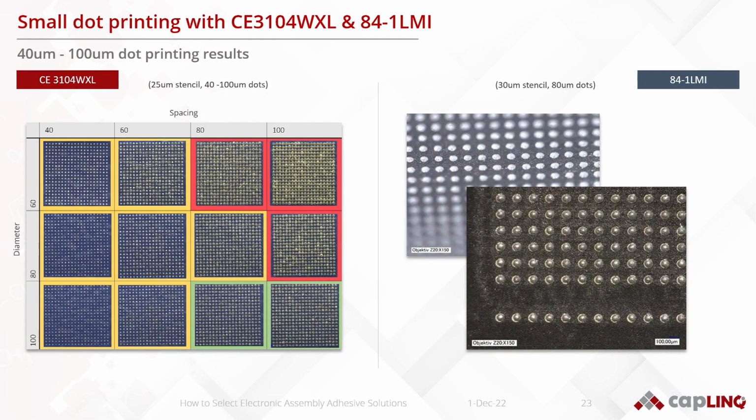The 84-1 LMI can be used also in a screen printing setup. So if we compare the 84-1 LMI together with some other product, which I previously discussed, the 3104 WXL, both can be used to screen print really small dots with a diameter of as thin as 80 micrometers, which could be used, for instance, in micro LED applications.